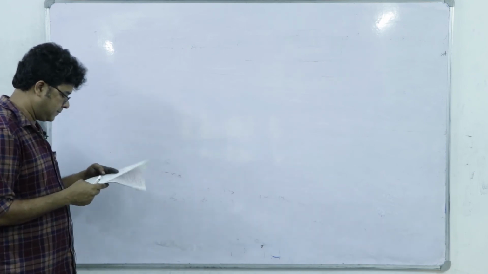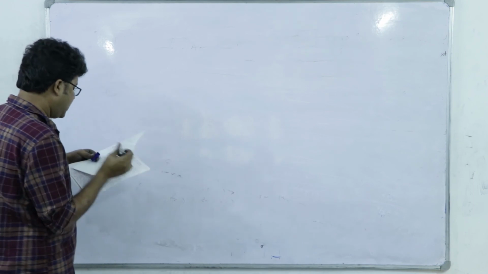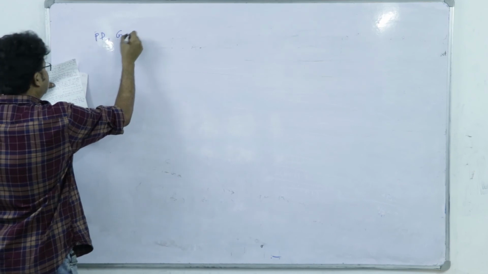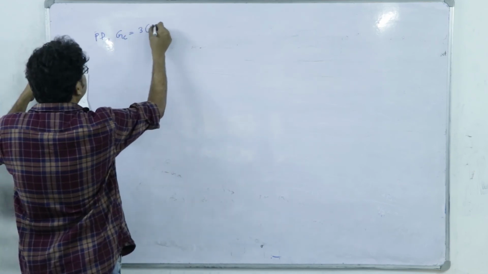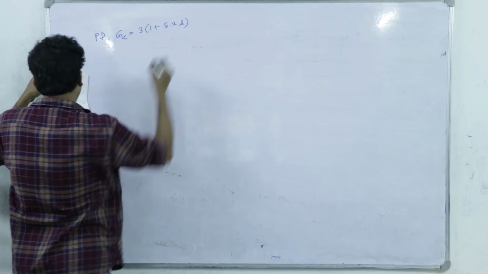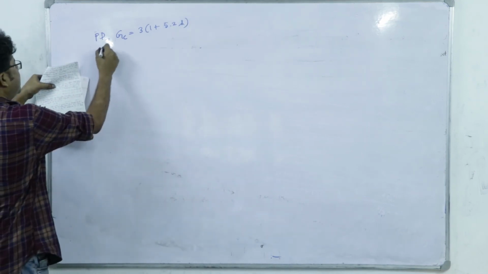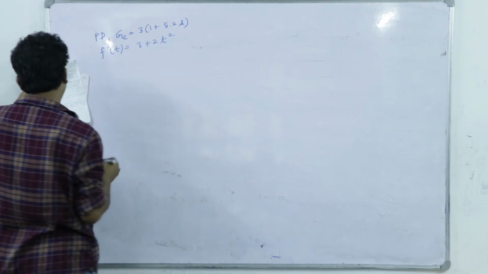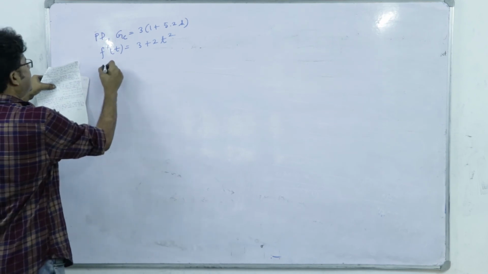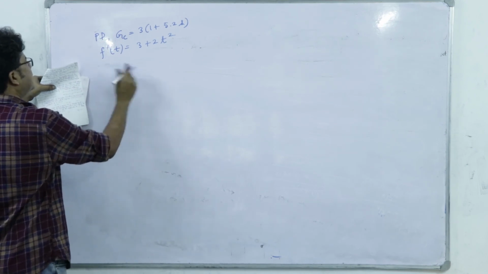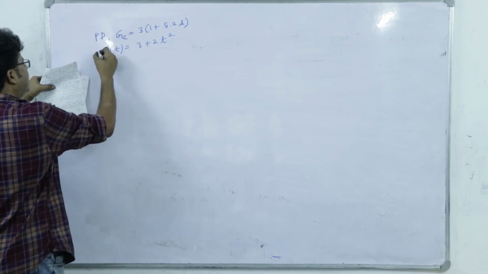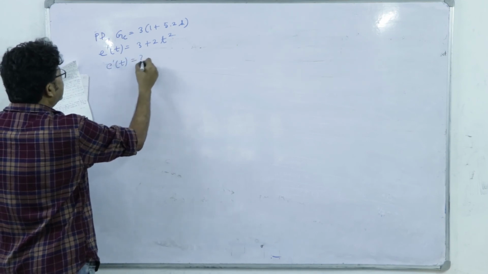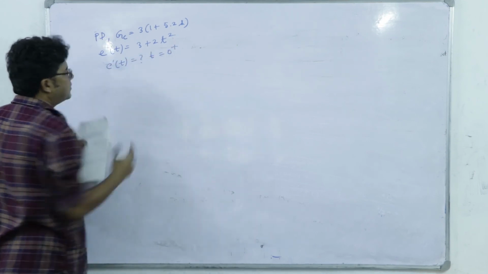What is the question? A PD controller of transfer function GC is equal to 3 (1 plus 5.2 s) is subjected to an input f prime t, that is 3 plus 2t square. The output at t equal to 0, or rather this is an error signal, E prime t, is equal to 0. So C prime t at t equal to 0 plus.